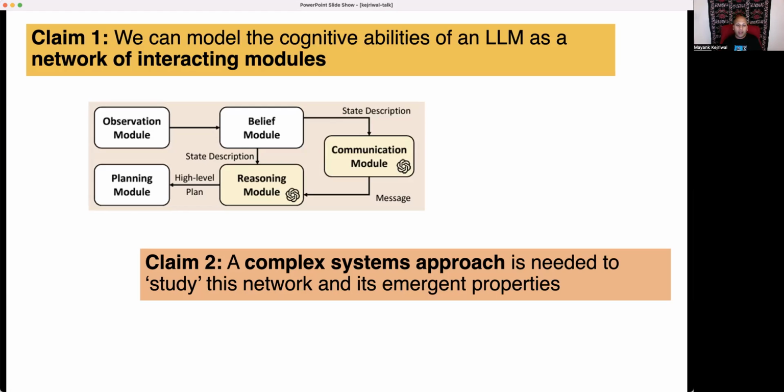And the claim too is that a complex systems approach, so the non-reductionist approach, will really be needed to study this network and its emerging properties. So just like with cognitive science, even with LLMs, perhaps because it's so overwhelming in a way, we are seeing each module or the one ability at a time, such as the reasoning ability and so on.